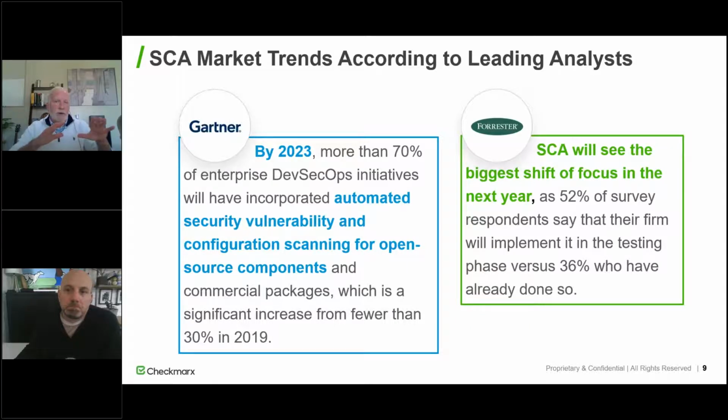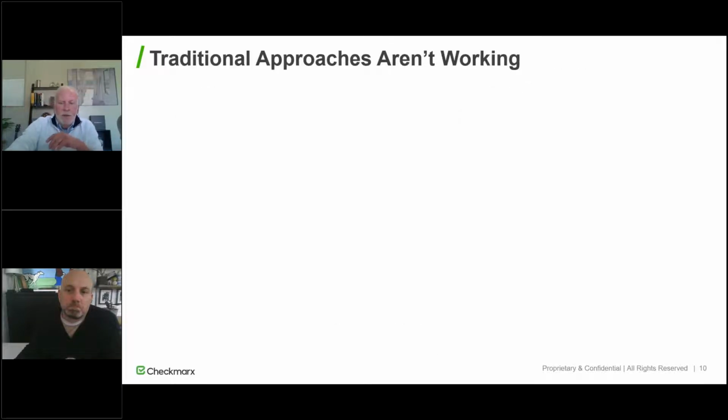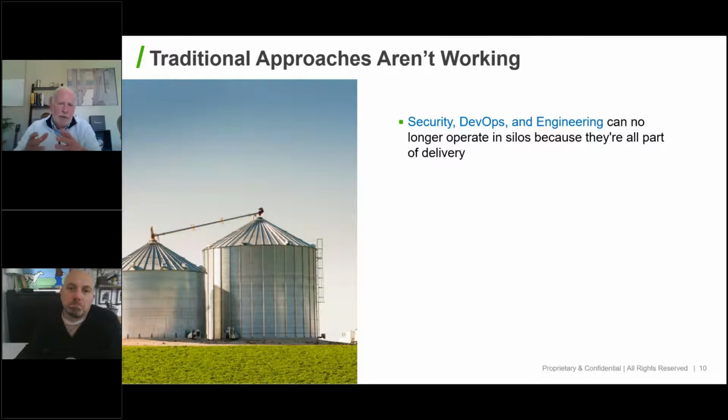So we see there's a major trend right now where organizations are saying, look, we acknowledge the fact that we're utilizing open source. What are we going to do about it? Now, one thing I will note is that the traditional approaches simply aren't working, right? Today, security, DevOps, and engineering can no longer operate in silos. Why? It's because they're all part of delivery. They're all part of that delivery process.